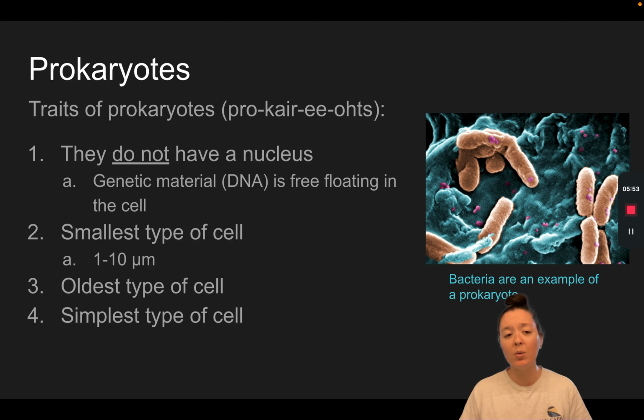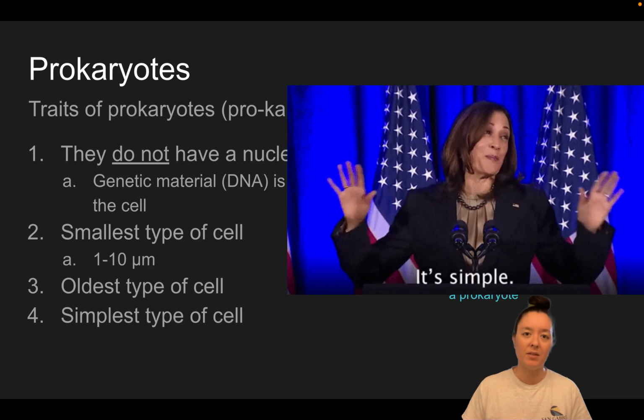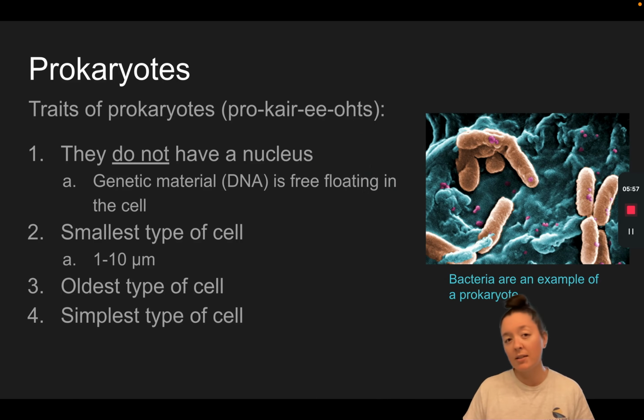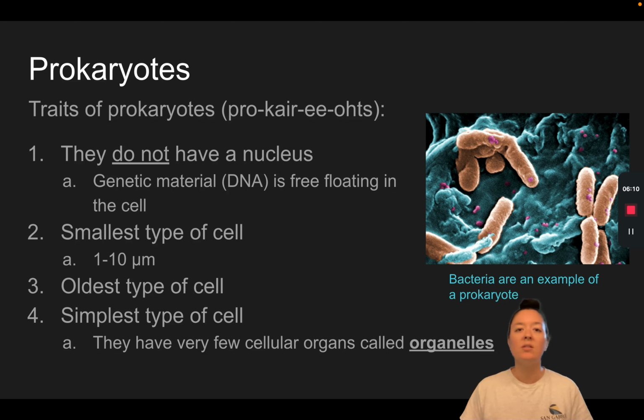And because they're so old, they're also the simplest type of cell. So there isn't a whole lot of complexity. They're just doing the bare minimum to stay alive. They have very few organs, or as you'll learn more in the organelle video, organelles. So cells have organs just like we do, except prokaryotes have even fewer of those organs. They're doing the bare minimum to stay alive.